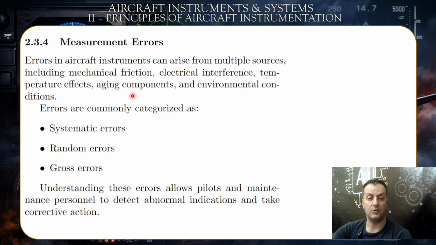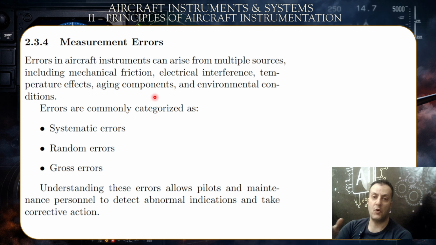But also you have aging components. When some components, especially electronic components such as resistors and capacitors, wear out, it leads to erroneous readings. And also environmental conditions. When you have changes in the temperature, or especially icing, it can affect the instruments so badly at times. So it could affect the accuracy.